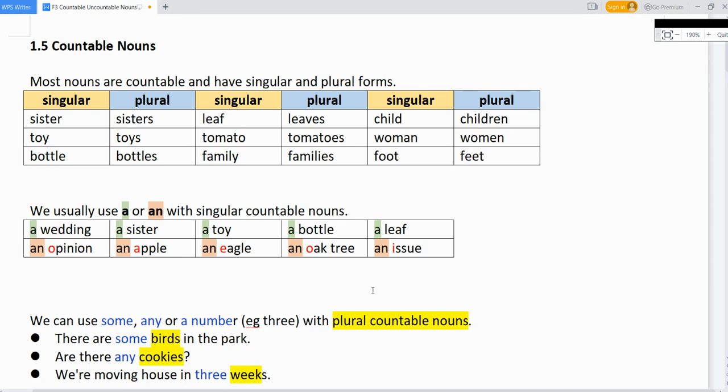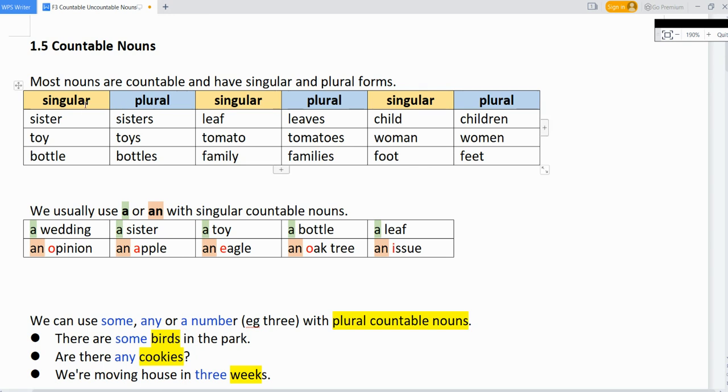In today's video, I will explain to you about countable nouns and uncountable nouns. Okay, let's look at the first one, which is countable nouns. What are countable nouns? Countable nouns are nouns or things that we can count using numbers. Most nouns are countable, okay, and have singular and plural forms.